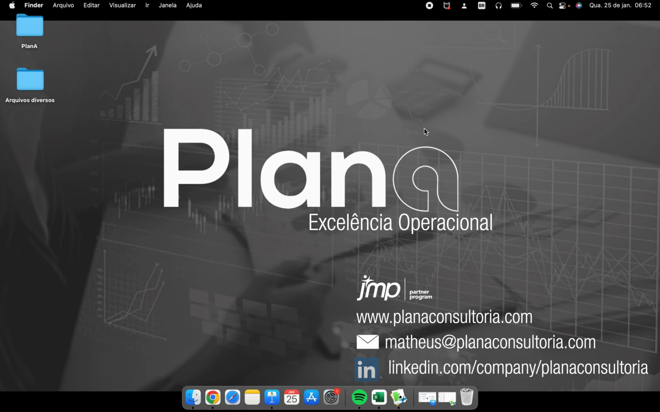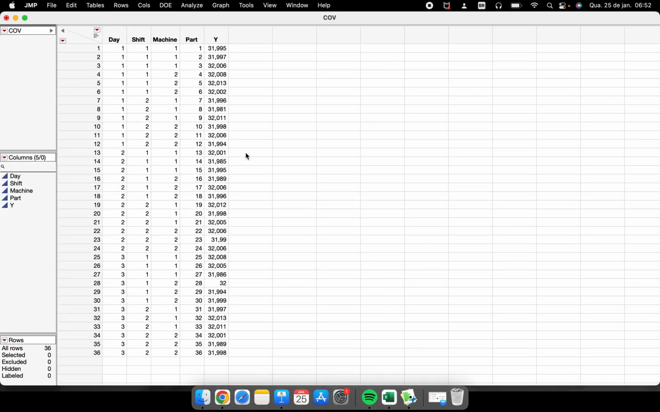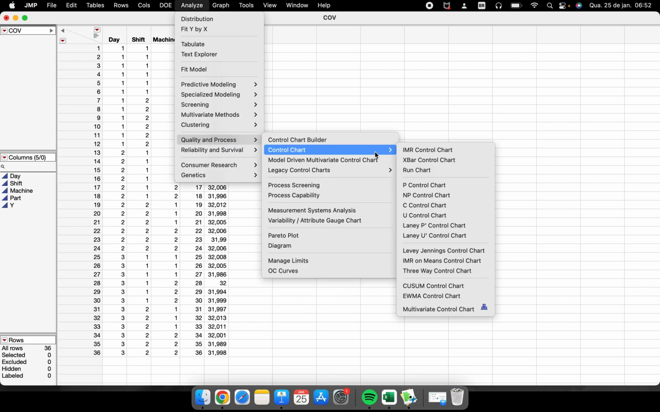Today the idea is to talk about the difference between two control charts that are very common in the field of statistical process control. To perform them, I have here a data table with 36 parts that were measured in our process, and I will show you the main difference between two control charts: the first one, the IMR chart, and the second and last one, the Levey Jennings control chart. So what is the difference between them?